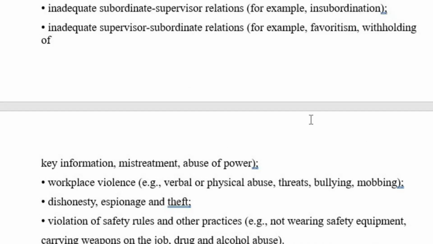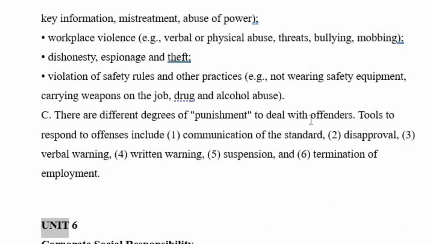Text C. There are different degrees of punishment to deal with offenders. Tools to respond to offenses include 1. Communication of the standard, 2. Disapproval, 3. Verbal warning, 4. Written warning, 5. Suspension, and 6. Termination of employment.